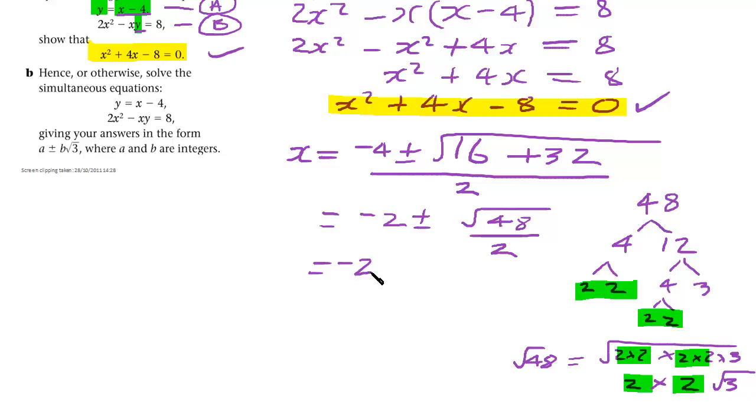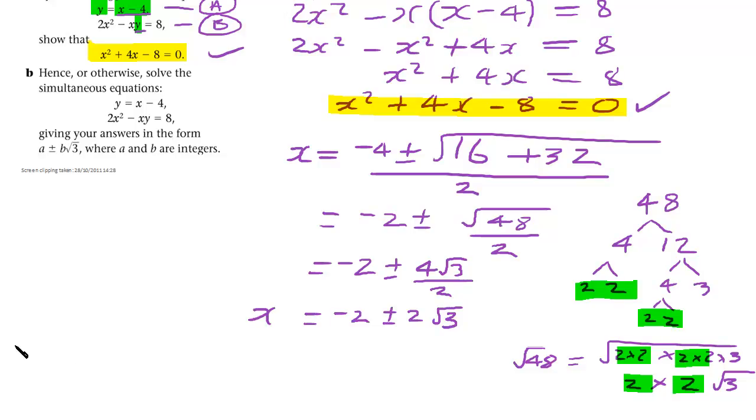So we have minus 2 plus or minus the square root of, oops, I didn't mean to do that. Let's just undo that last square root. So we're going to get 2 times 2 is 4, root 3 over 2. 2 into 4 goes 2. So you get minus 2 plus or minus 2 root 3 for x.